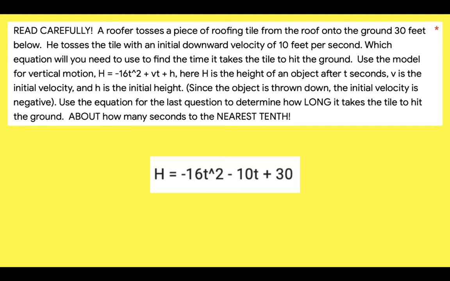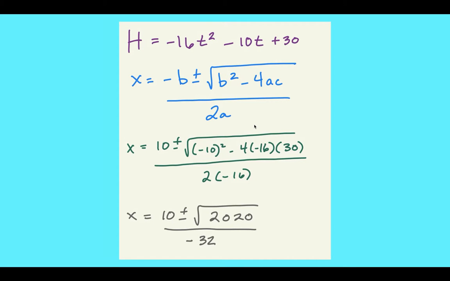I ask you then to solve. Since it's being thrown down, we have a negative 10. I will use the quadratic formula, very carefully substituting in negative 10 for my b. Remember, it's the opposite of b, so here I have a positive 10. I always like to substitute items underneath the radical sign first.